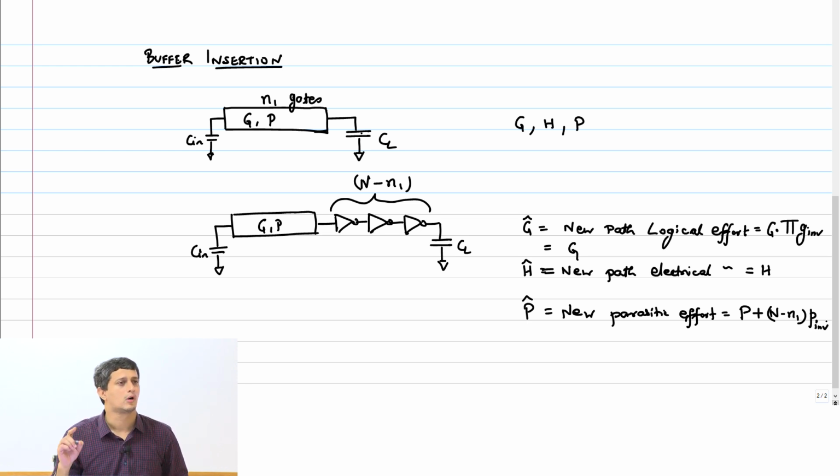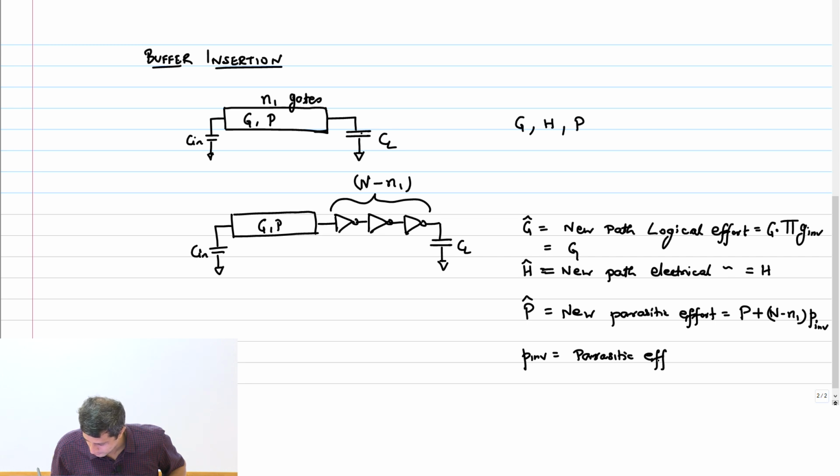I'm going to call the parasitic effort of the inverter as P in. It's actually 1, but I'm just giving it another variable because there are other inverters that I can construct which have parasitic effort less than 1. So we'll do that later. P in is the parasitic effort of inverter, which is equal to 1.